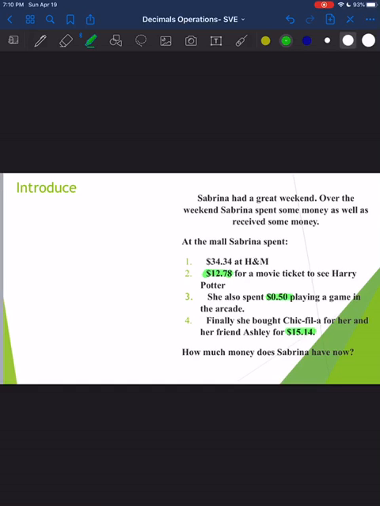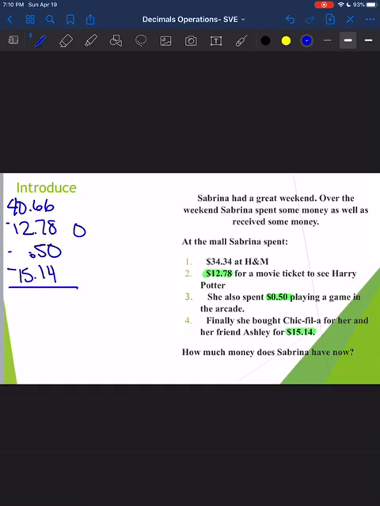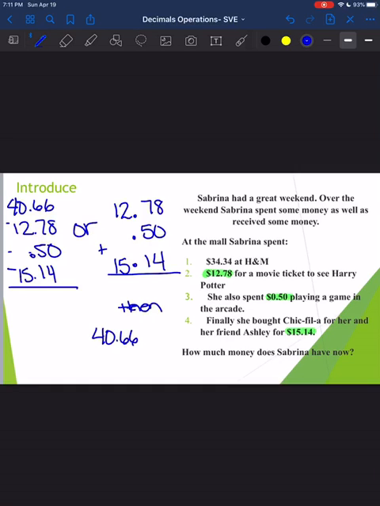So I can handle this problem one or two ways. I could take that $40.66 and I could subtract the $12.78, subtract the 50 cents, subtract the $15.14, or I could add the $12.78 plus the 50 cents plus the $15.14, and then get my answer, and then subtract it from the $40.66. Either way will give me the correct answer.